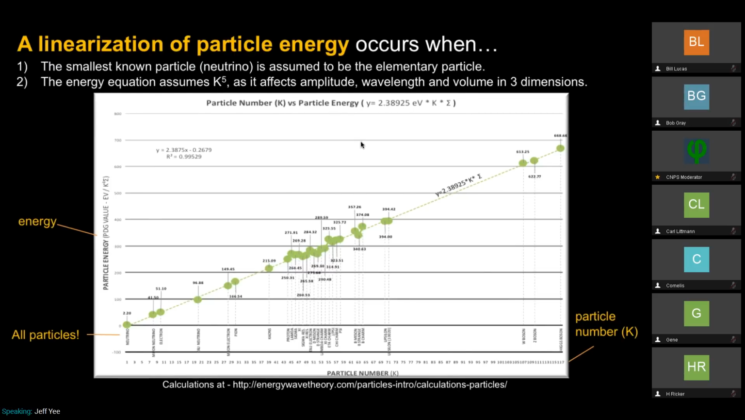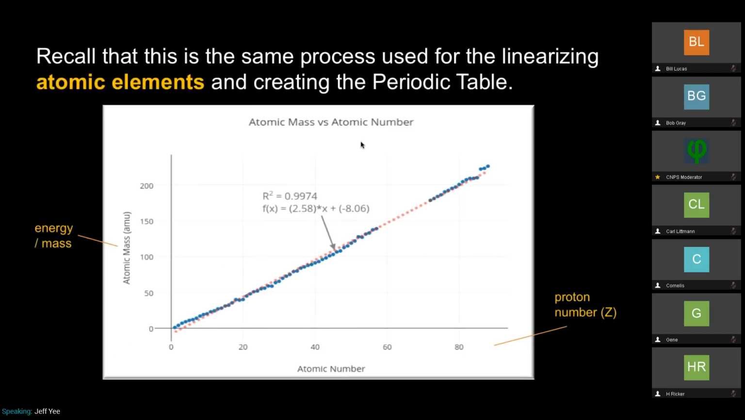But I want to show you the comparison. So it's linearization here based on particle number. And the reason why I started with the simplification of atomic elements is this. If we think back to a century ago, as the periodic table was formed and new elements were being discovered, those elements could be predicted based on this linearization, right? The proton number there at the bottom and the energy mass on the vertical axis you see there. It's identical to the work I was doing to linearize subatomic particles.